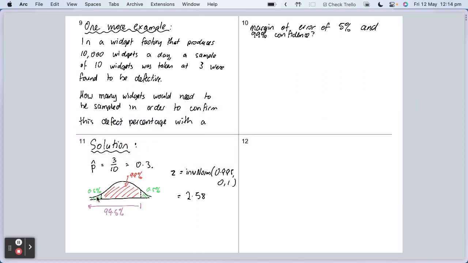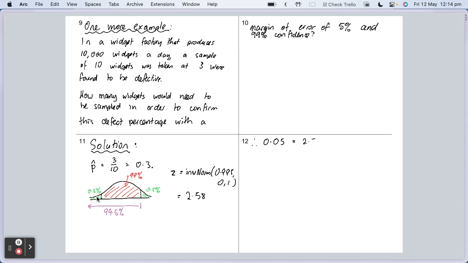Therefore, 0.05 is the margin of error, our target margin of error. So instead of saying m equals, we're going to put 0.05 equals, and then we're going to fill in the rest of the information that we know.